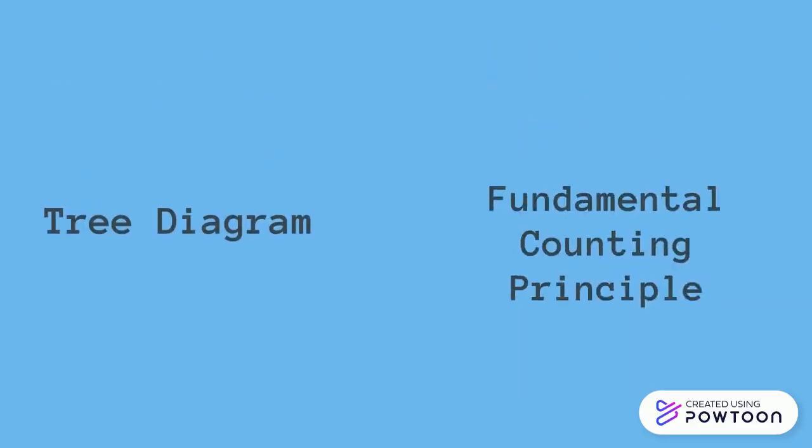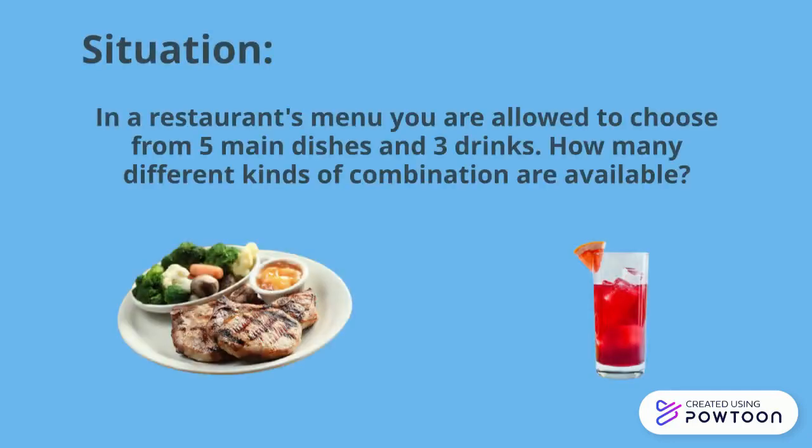Okay, so we're going to solve the problem using the tree diagram and the fundamental counting principle. The situation: in a restaurant's menu, you're allowed to choose from 5 main dishes and 3 drinks. How many different kinds of combinations are available?